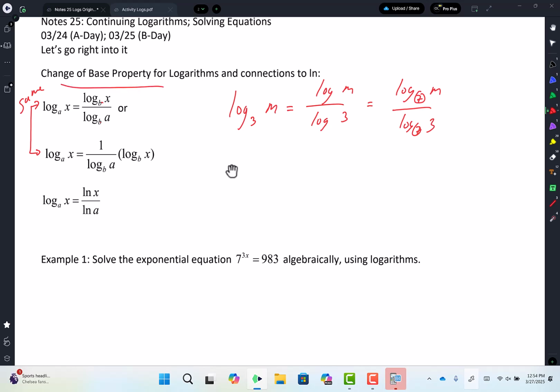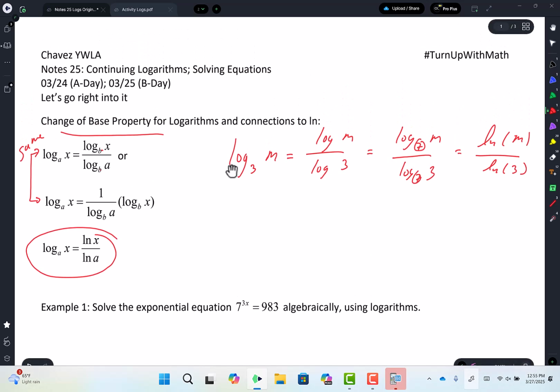And let's see, what else? Log base a of x is equal to ln of x over ln of a. And they're all the same. So you could say also ln of m over ln of 3. See? What else? Oh, yeah. ln is natural log. And natural log is just log with a base of e. That's all it is.